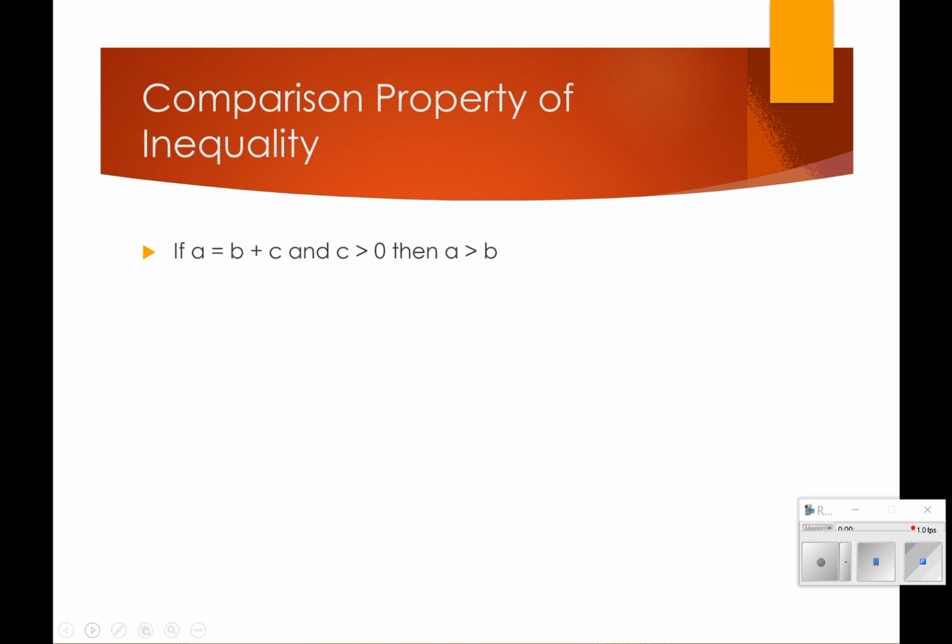It basically says that if A equals B plus C and C is greater than 0, then A is greater than B, which if you think about it really makes sense. So if I know that, for example, 5 is equal to 3 plus 2 and C isn't equal to 0, if we plug those in, then none of those numbers can be greater than 5.